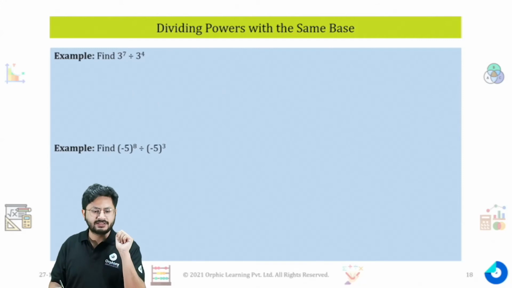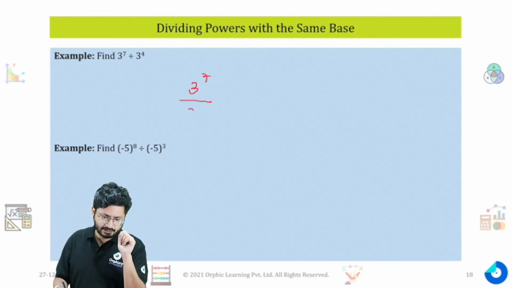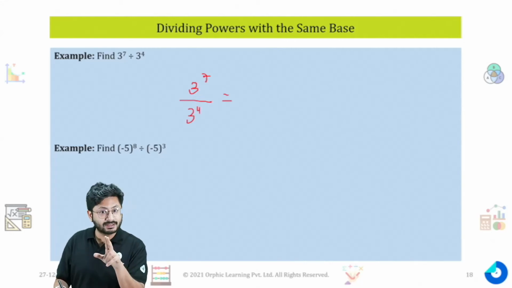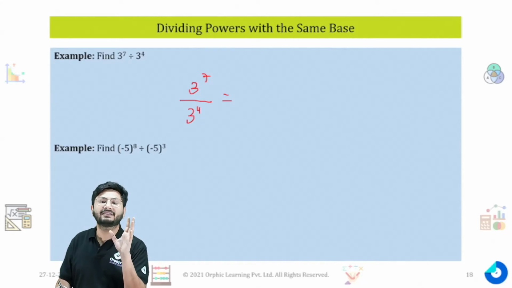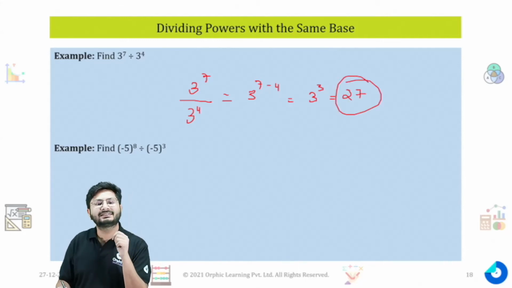Let's do a few questions on the same. 3 to the power 7 divided by 3 to the power 4. Since the bases are the same and there's a division sign in between, we'll subtract the powers. So 3 to the power 7 minus 4, which is equal to 3 to the power 3, and we know what 3 to the power 3 is. 3 into 3 into 3, that is equal to 27.